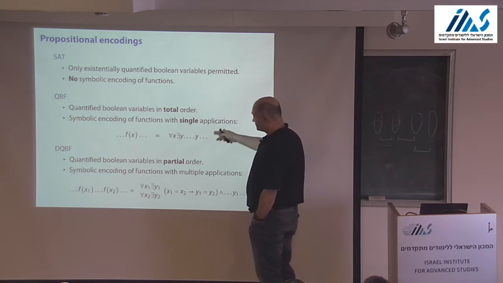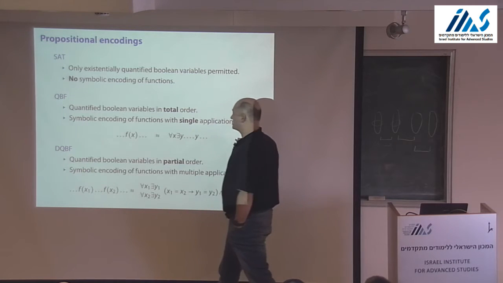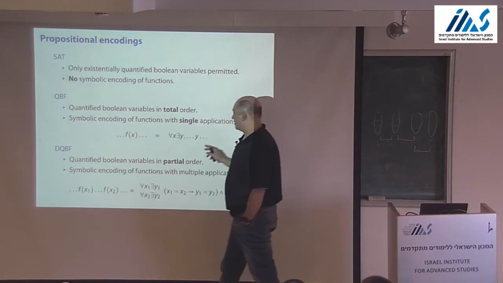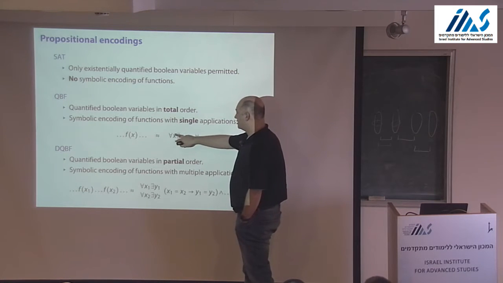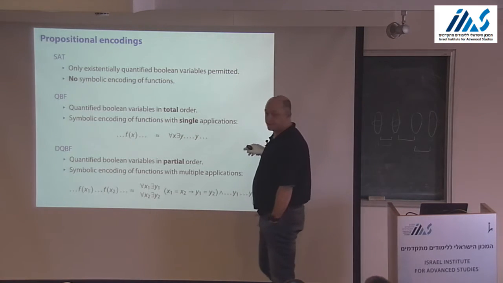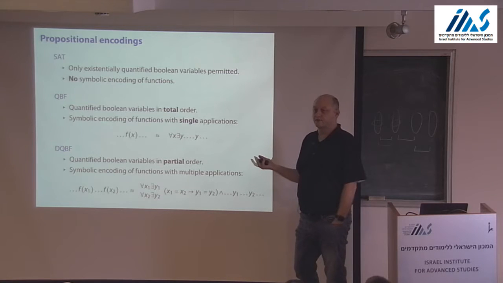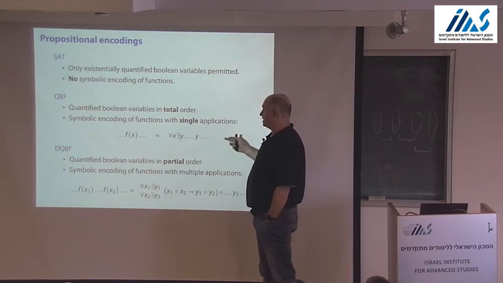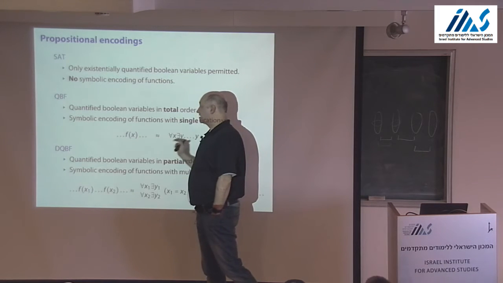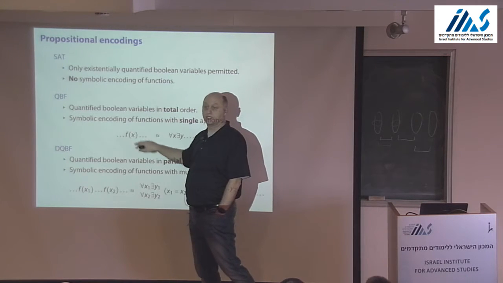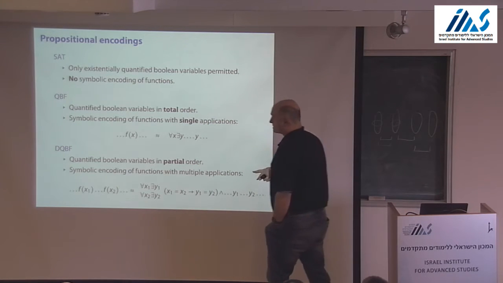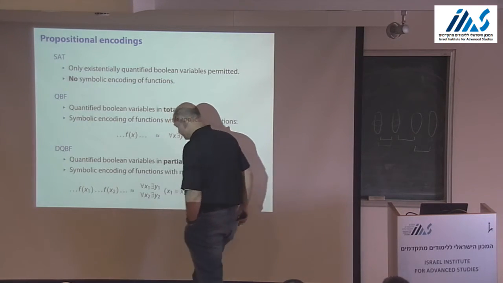because if I would use it for some different value, say f of z, and I would write again there is a y and there is a z, then there's no guarantee that these values refer to the same function. They might give me different values even if I apply them to the same value. And this problem can be fixed if I have dQBF.